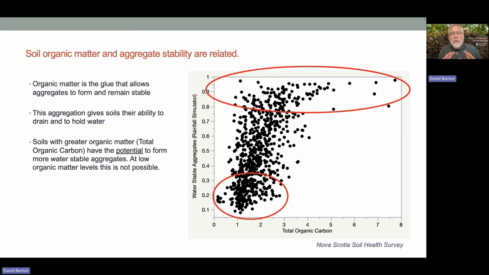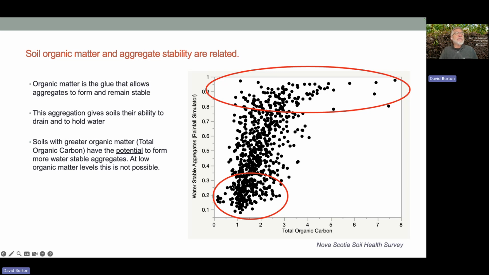Soil organic matter is also a critical component of aggregation. So here, as part of that same Nova Scotia Soil Health Survey, we've measured the water stability of aggregates. So we take a soil and we place these aggregates over a sieve, and we have a simulated rainfall on top of them, and that causes some of the aggregates to disperse, and some of them can resist that rainfall erosion. We want ones that can resist that rainfall erosion so the soil can maintain its structural stability.